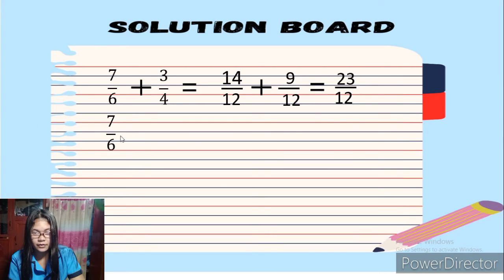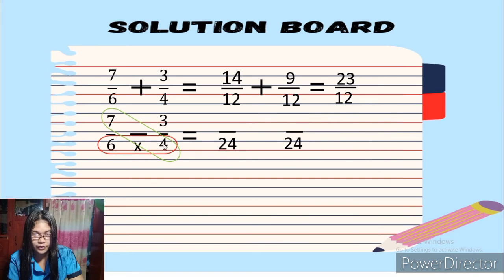So, next, 7 over 6 minus 3 over 4. So, ganito yan. Pagta-times natin yung 6 times 4, yun yung denominator, 24. Yung answer ng 6 times 4. So, magko-cross multiplication tayo para makuha natin yung numerator nung dalawa.